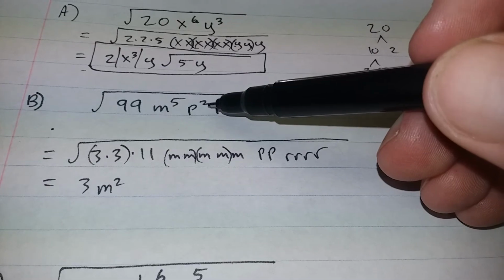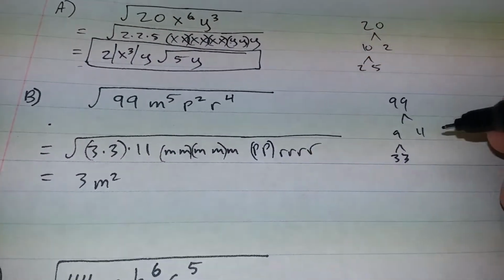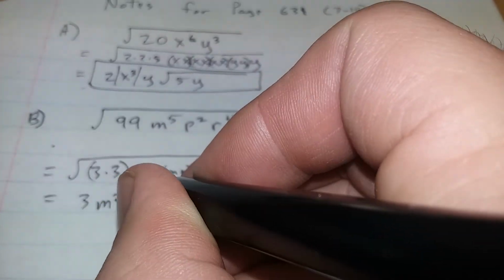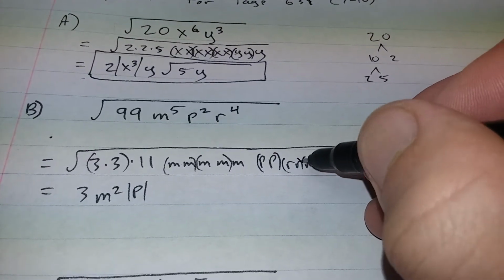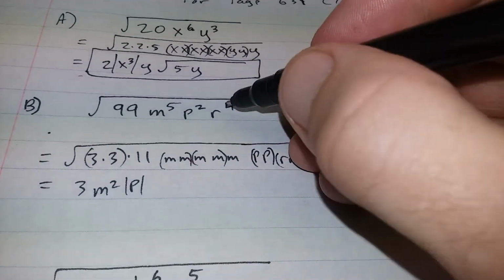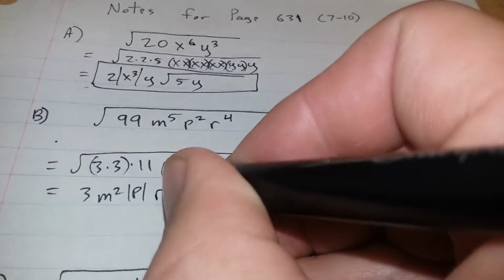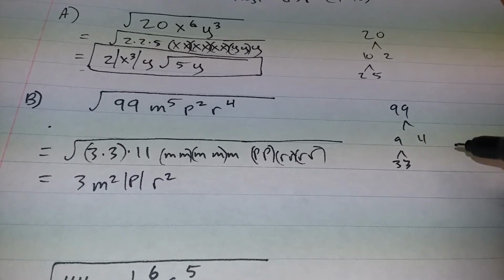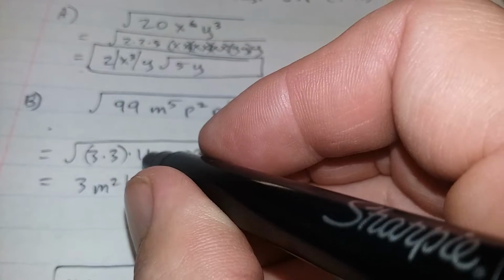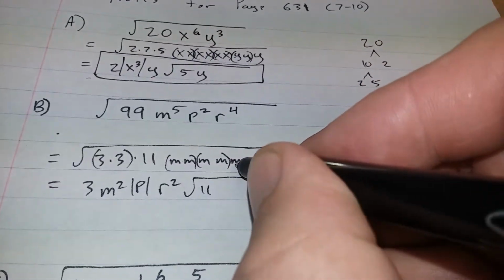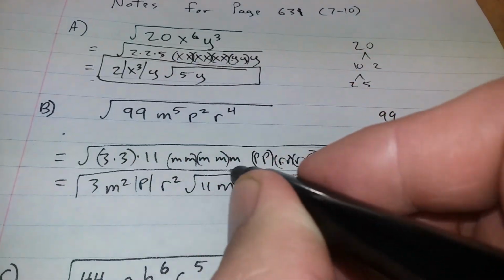But for the p's, it's p squared. It's going from even to odd because we have one pair of p's. So we got to put absolute value signs around the p. And then we have 2 pairs of r's. So since we're going from an even to an even, we don't have to have absolute value signs. Okay, r squared there, because we have 2 pairs. Left under the root, we have an 11, and then 1 m. And that's all that's left under the root.